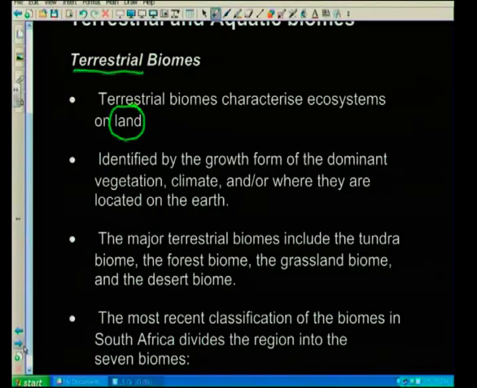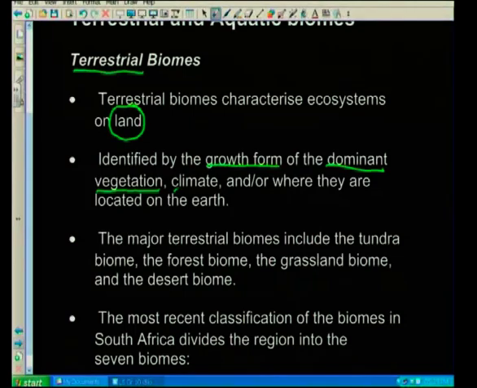What do we find on this land? We identify the growth form of the dominant vegetation that grows here. So we're going to look at what dominates this biome. What kind of plants do we find in this biome? Are there trees? Are there shrubs? Are there grass forms? So we're going to look at the dominant vegetation.